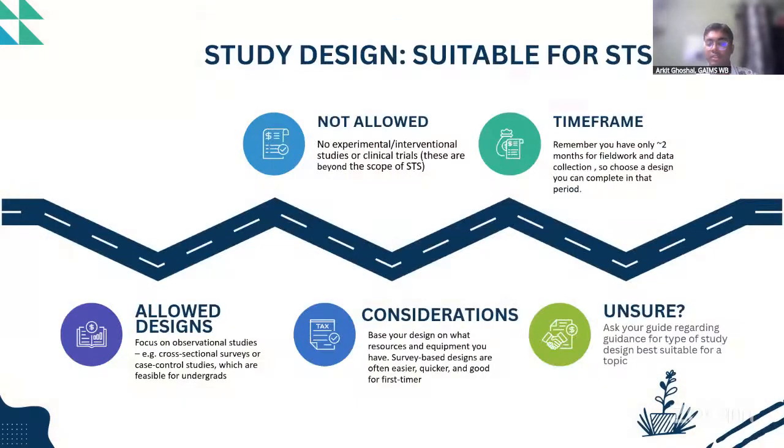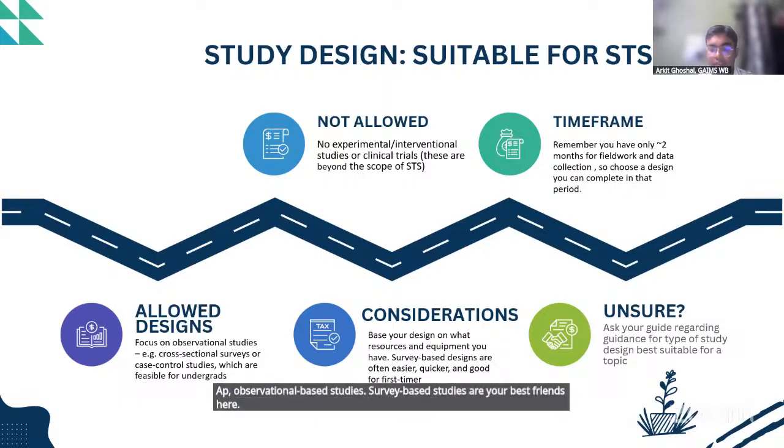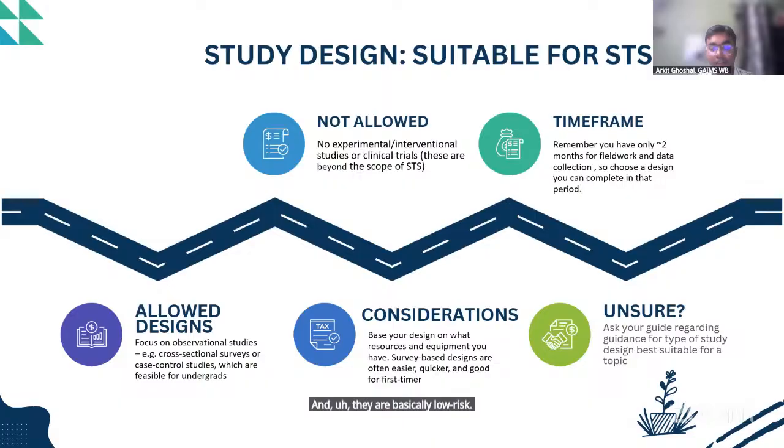Selection of topics. And before that, what would be the study designs that you can have? You are only allowed to have observational studies, like cross-sectional and case control, that have a higher chance of acceptance. Clinical trials or mad scientist experiments are not allowed. Now, if your study needs 10 rats and a centrifuge, maybe save that for your PG thesis. ICMR STS is all focusing on simple KAP observational based studies. Survey based studies are your best friends here, and they are basically low risk, high learning, and minimal crying options.